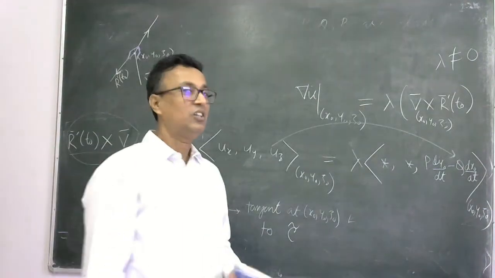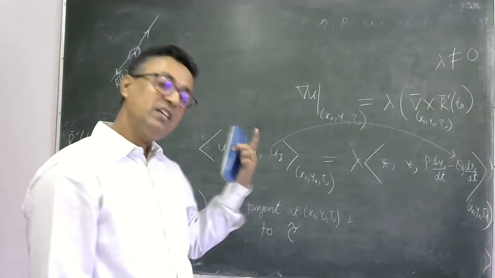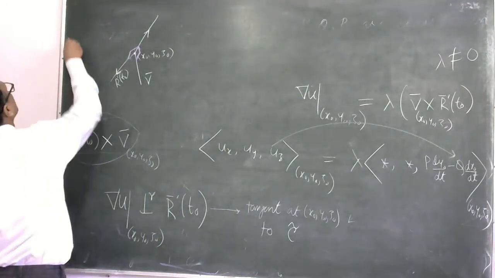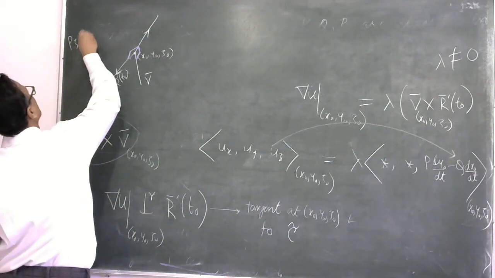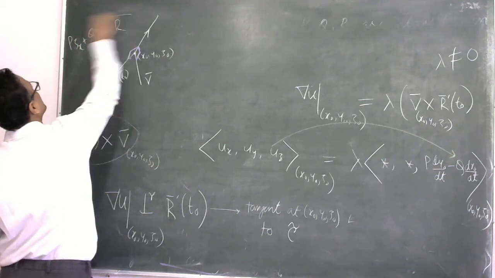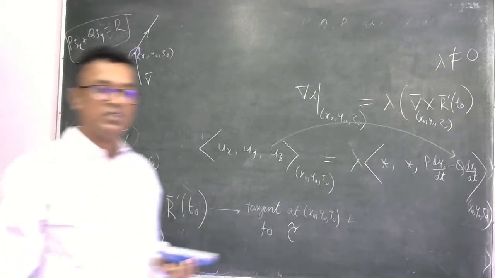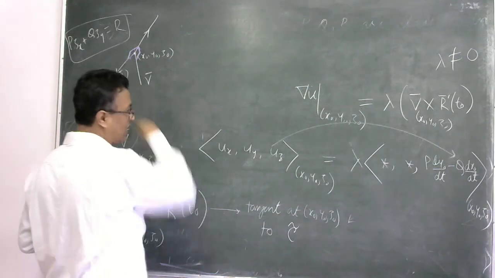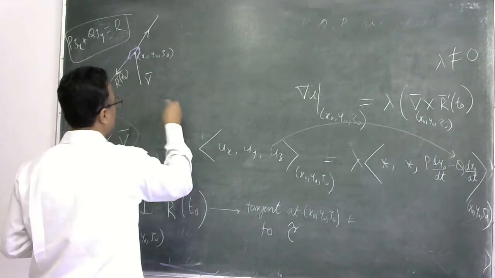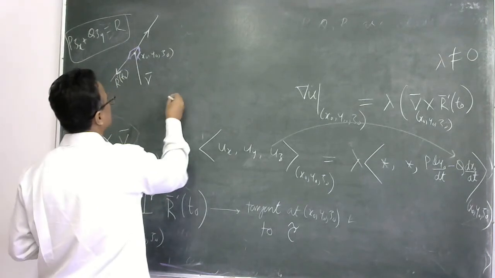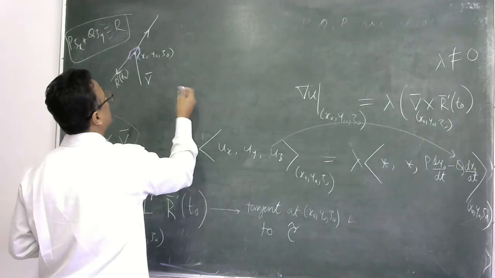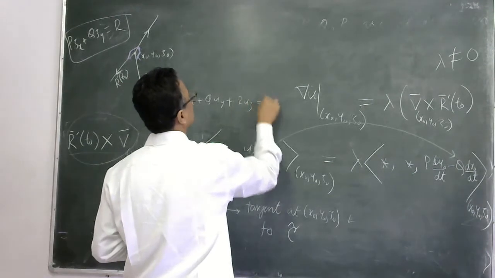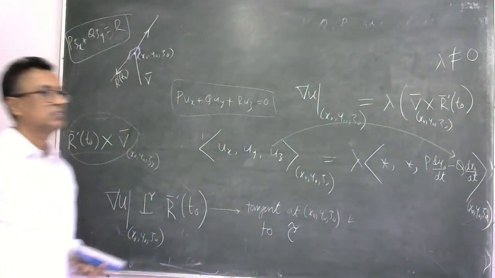Right? So that means in order to solve an equation of the form p z_x plus q z_y equal to r under this prescribed condition, basically what we have to do is find some integral surface for p u_x plus q u_y plus r u_z equal to 0. That's it. Is it okay?